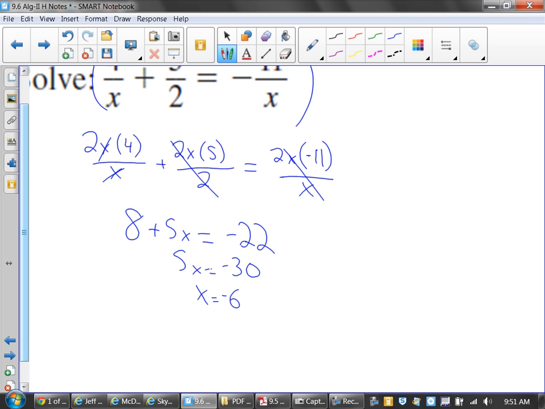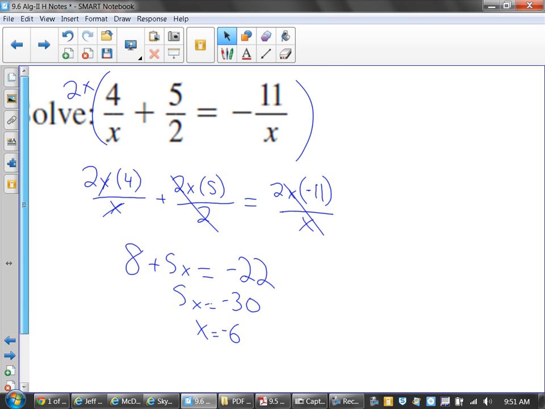And x is negative 6. Again, the idea here is to eliminate the fraction.